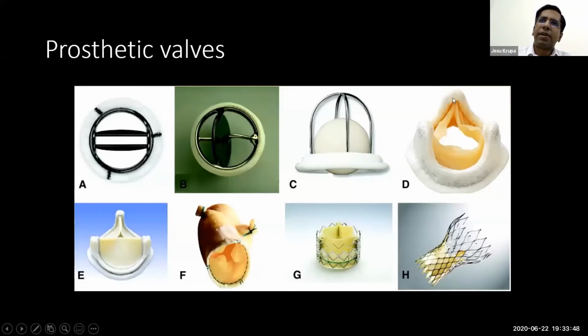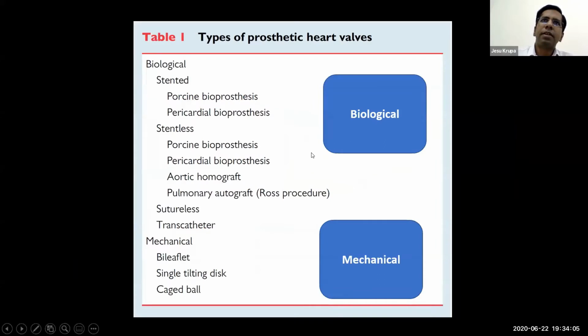So this is what is called a stented bioprosthesis because there is a stent, as you can see, and the tissue is mounted onto the stent. This is also a stented bioprosthesis. And then these are, of course, the transcatheter valves. So broadly, this is how you can classify prosthetic valves into biological valves, which may be stented, stentless, sutureless, transcatheter, or mechanical valves, which, as I said, can be bileaflet, single tilting disc valve, or ball and cage valve.